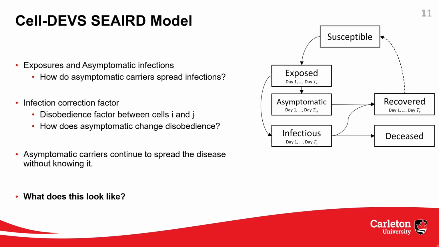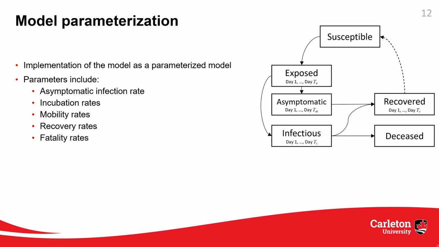Now that we've discussed this, what does this actually look like when it comes to running and viewing the model? First, we need to discuss how the model is implemented. The model has been implemented as a parameterized model. So the model takes in a bunch of different parameters that define the disease, the population, and so on. Some examples of these parameters include asymptomatic infection rate, incubation rates, mobility rates, recovery rates, and fatality rates.